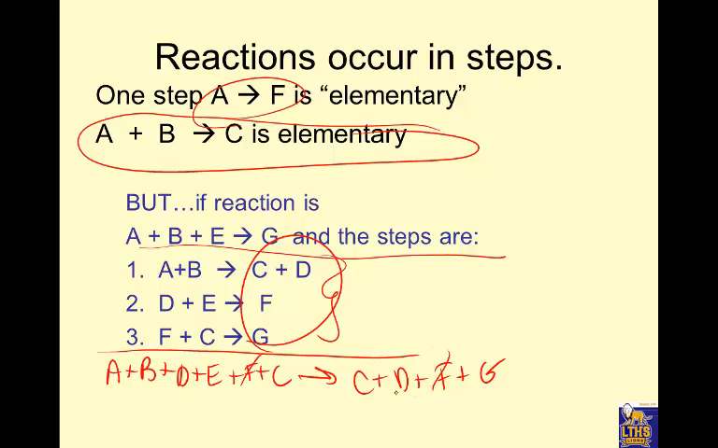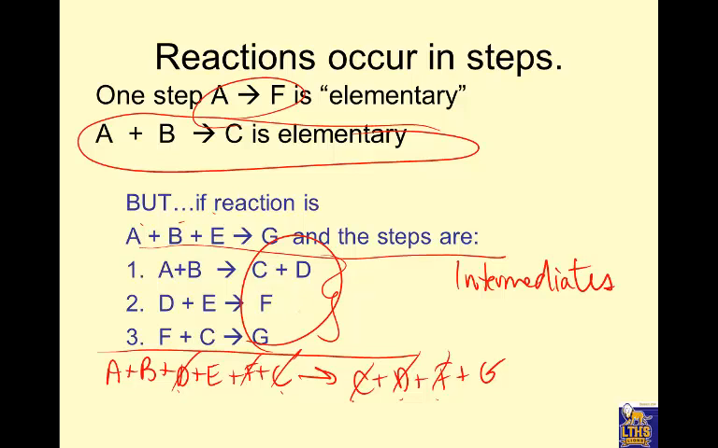F cancels out, D cancels out, C cancels out, so we're left with A plus B plus B plus E equals G, or produces substance G. So what do we call these other things along the way? Those are called intermediates. Intermediates are not reactants and they're not products, but there's something that forms along the way.